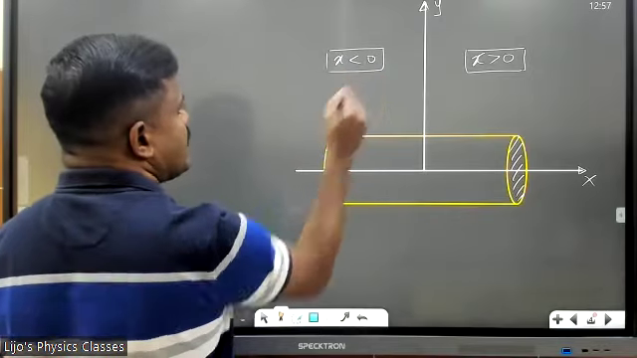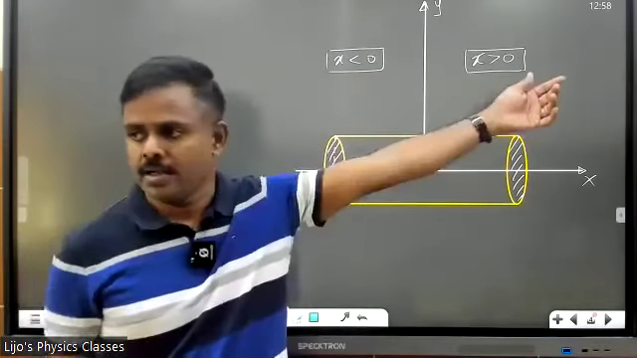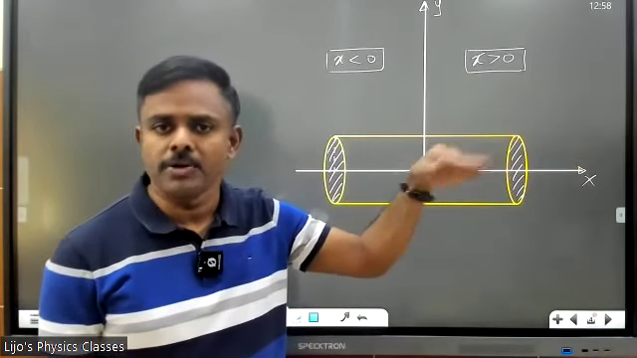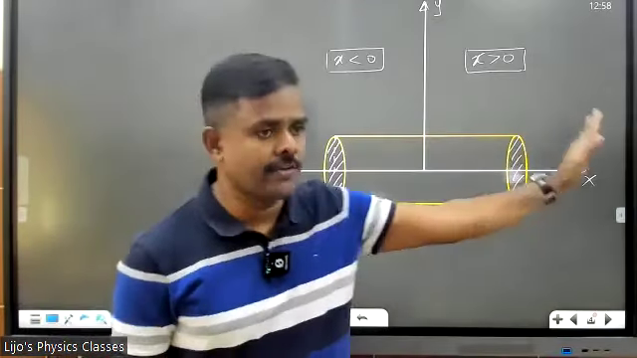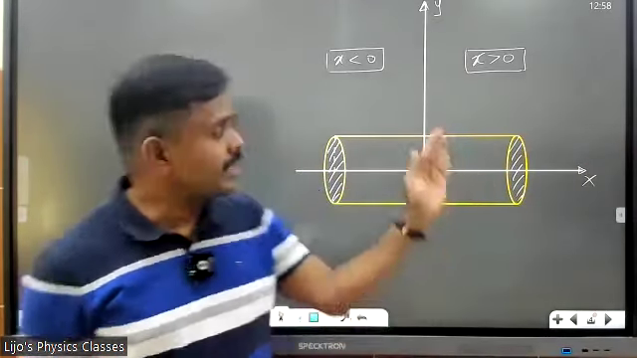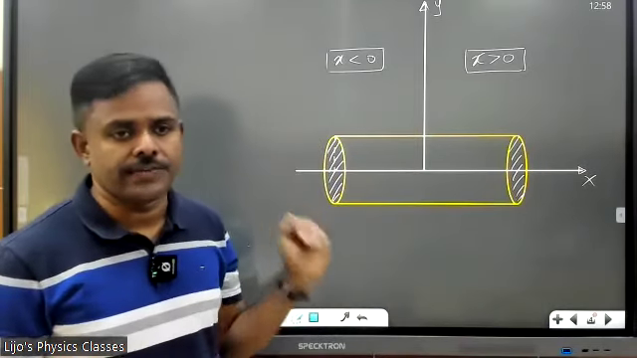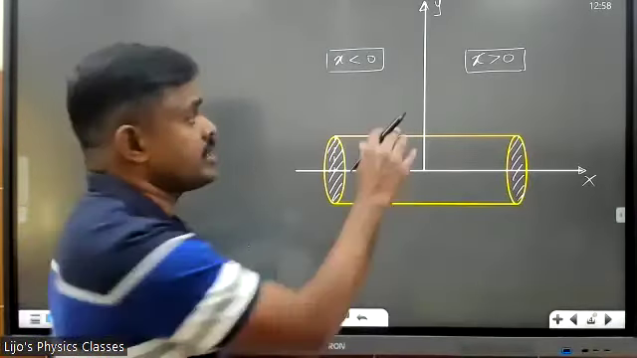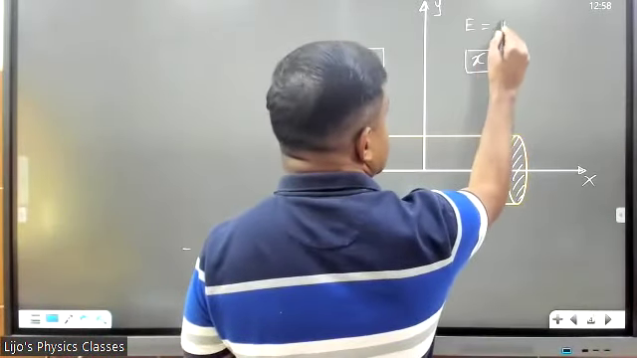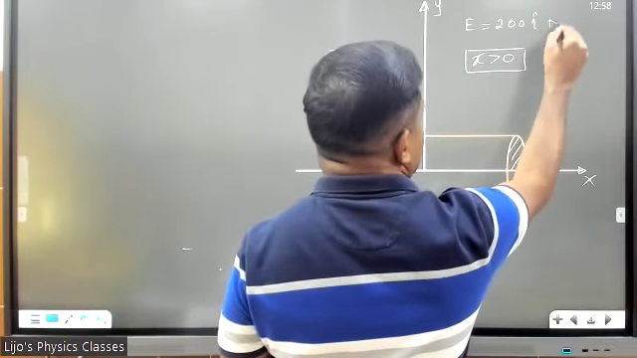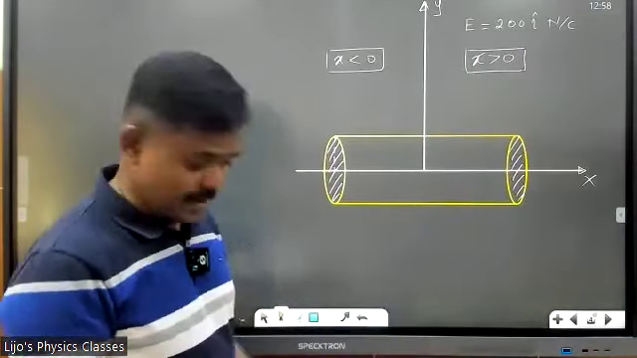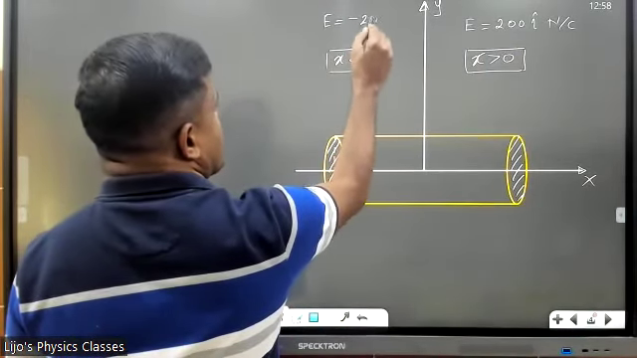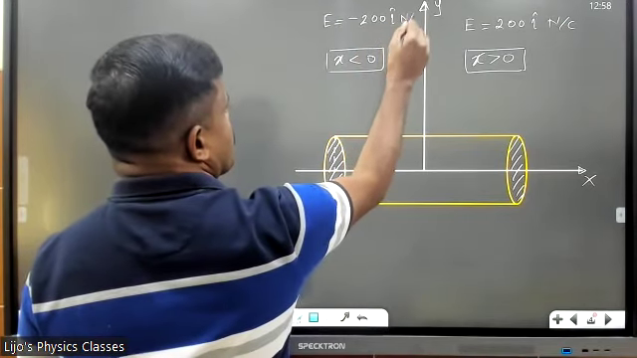So these regions are described by these inequalities. X greater than 0 means x is positive, a positive value for x, on the right side of the origin. X less than 0 means it is to the left of the origin. Got it? And they have given the electric fields. For the x greater than 0 region, electric field is 200 i cap Newton per Coulomb. And for x less than 0, electric field is minus 200 i cap Newton per Coulomb.